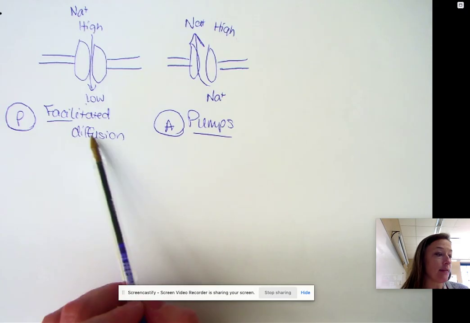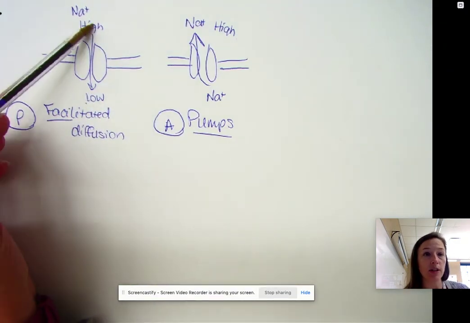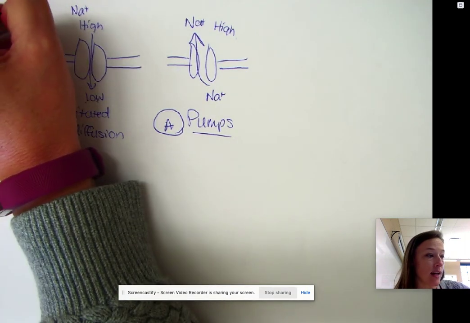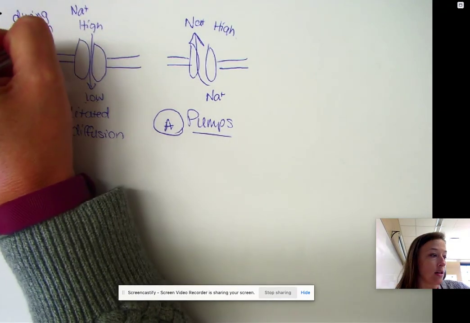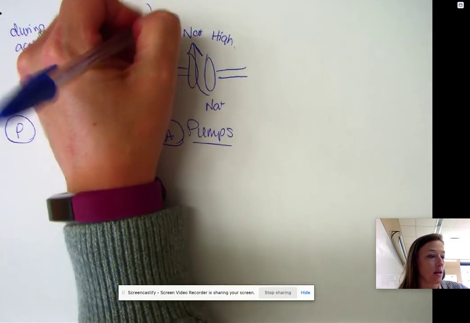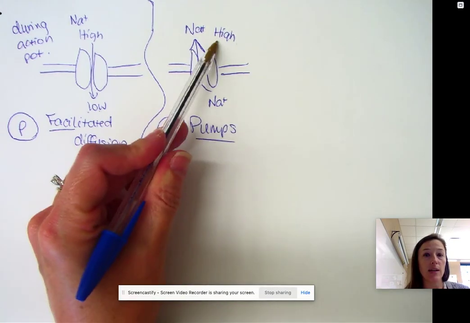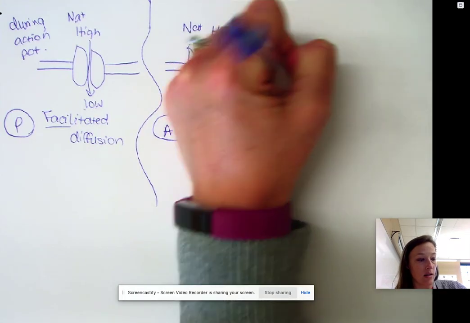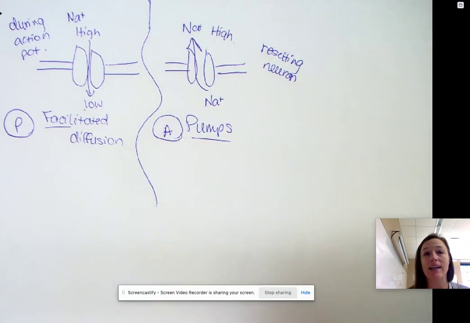And so facilitated diffusion is passive. It uses transport proteins to move molecules from a high concentration to a low. So this would be during the action potential as an example. And then the pumps are going to be doing the opposite. They're going to be pumping from low to high. And so that would be resetting the neuron after the action potential, getting those sodiums back outside so that it can fire again later.